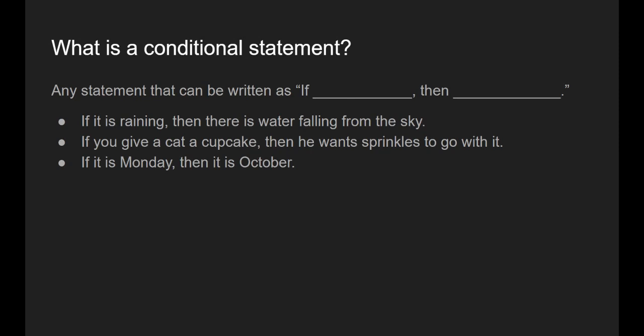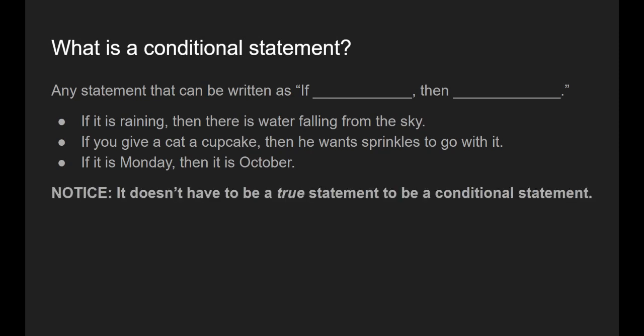Taking a look at these statements, you might notice some of them you definitely agree with. Some of them you definitely don't agree with. Some of them you might want to argue about depending on what children's books you read as a kid. For today, it does not have to be a true statement. If we're talking about conditional statements, we are not making any claims at all about whether the statement is true or false. The only thing that matters is that it can be written as if something, then something else. So all three of these are good examples of conditional statements.